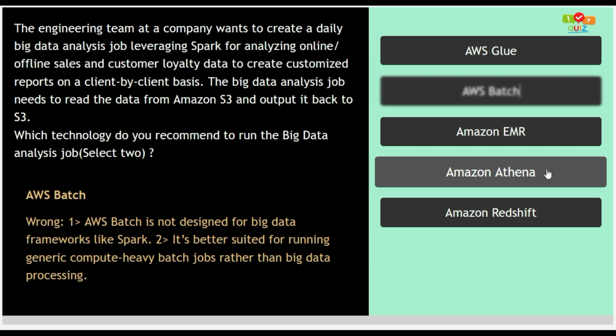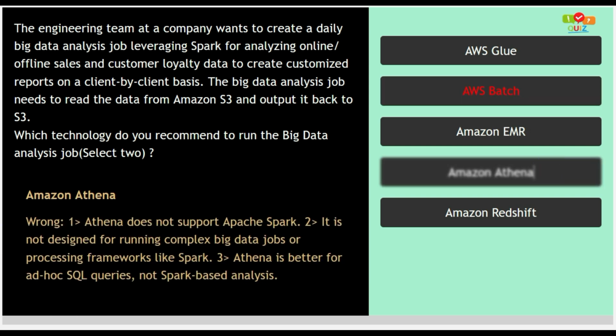Option number 4. Amazon Athena. Athena does not support Apache Spark. And also, it is not designed for running complex big data jobs or processing frameworks like Spark. And also, Athena is better for ad hoc SQL queries, not Spark-based analysis. So this option is incorrect.